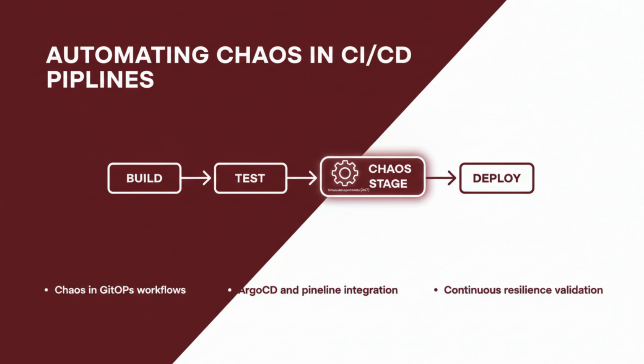The ultimate goal is to move chaos from a manual exercise to an automated part of our GitOps workflow. By integrating tools like Argo CD with our chaos frameworks, we can run scheduled experiments in staging, or even production. This ensures that new code deployments do not introduce regressions in resilience. Automated chaos stages in the pipeline act as a final gate, verifying that the system can withstand failures before the release is promoted. This continuous resilience testing builds deep confidence in the engineering team, knowing that the system is hardened against failures 24/7, not just during manual testing windows.